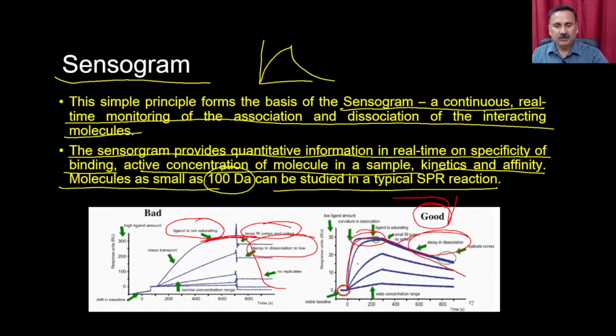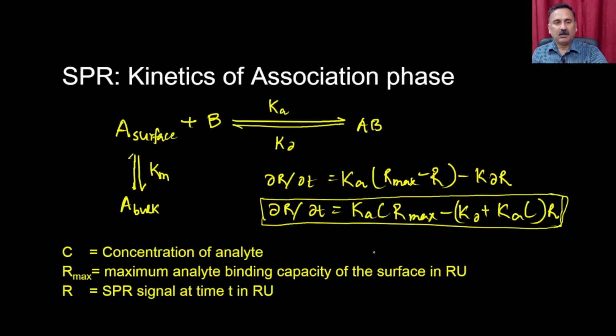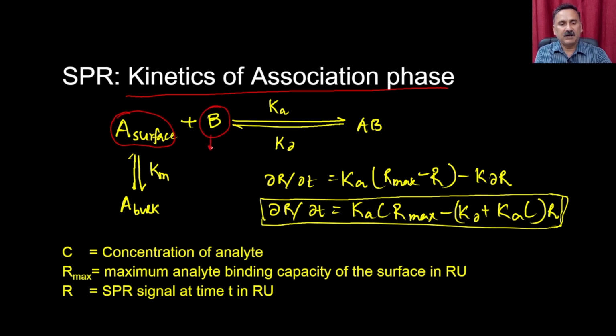And this sensogram has two phases. If you draw a line here, this is the association phase and this is the dissociation phase, and both of these phases can be used to calculate different types of parameters. So, the kinetics of the association phase. You can have, for example, A, right? It can be an antibody, it can be an enzyme, it can be anything. And then we have B, which we are going to say is the substrate. It's going to get associated, so it's going to have the association kinetics, and that's how it is going to give you the AB complex.